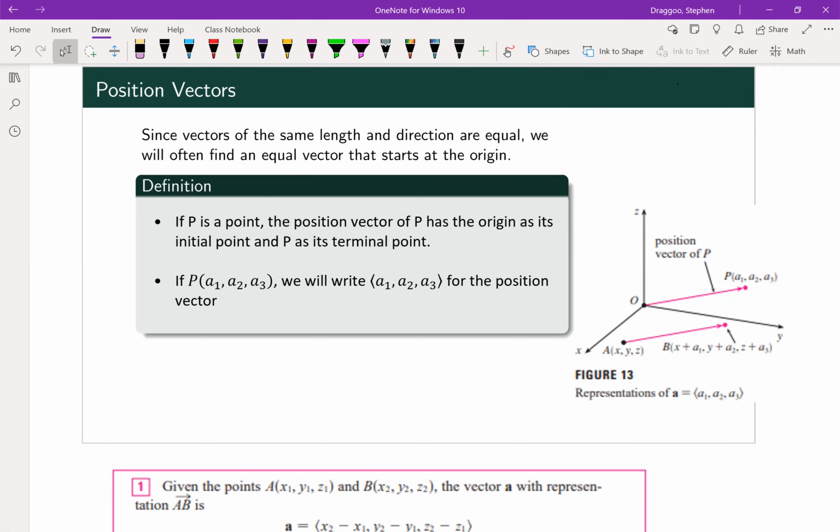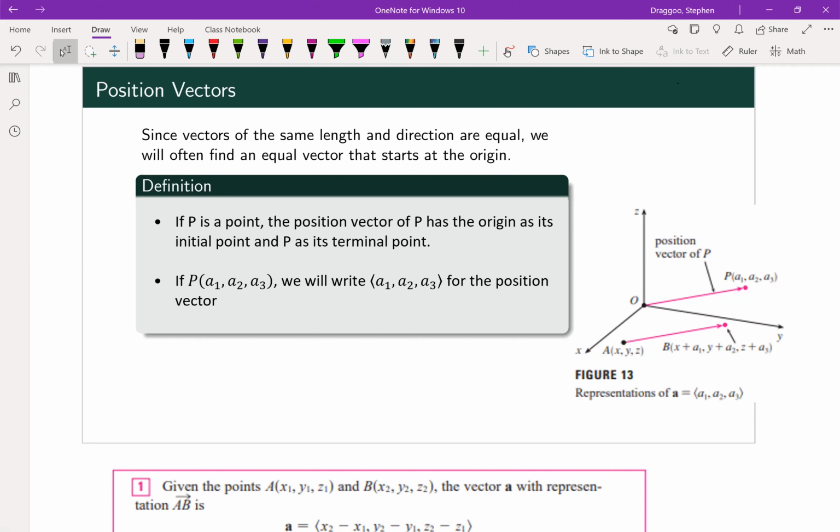So that is the definition. The position vector of P has the origin as its initial point and P as its terminal point. And if we have the point (a1, a2, a3), then we will write the vector a1, a2, a3, but with pointy brackets.